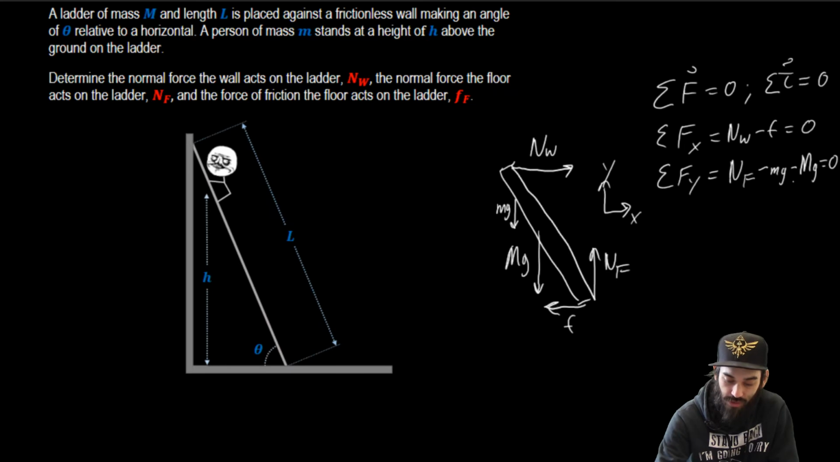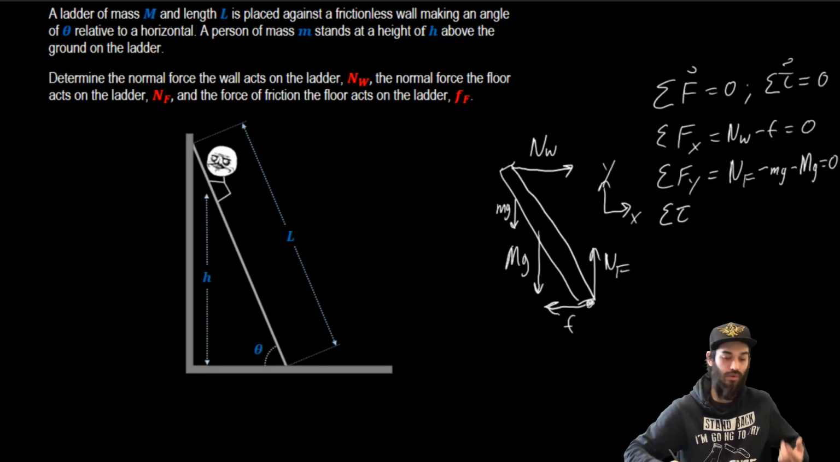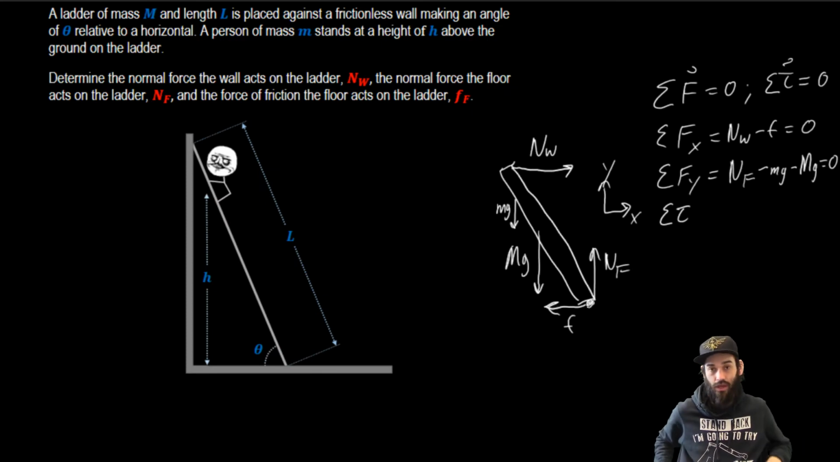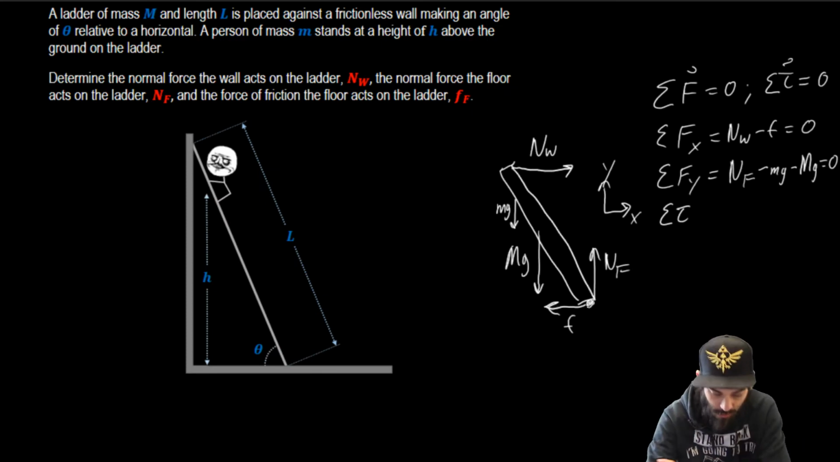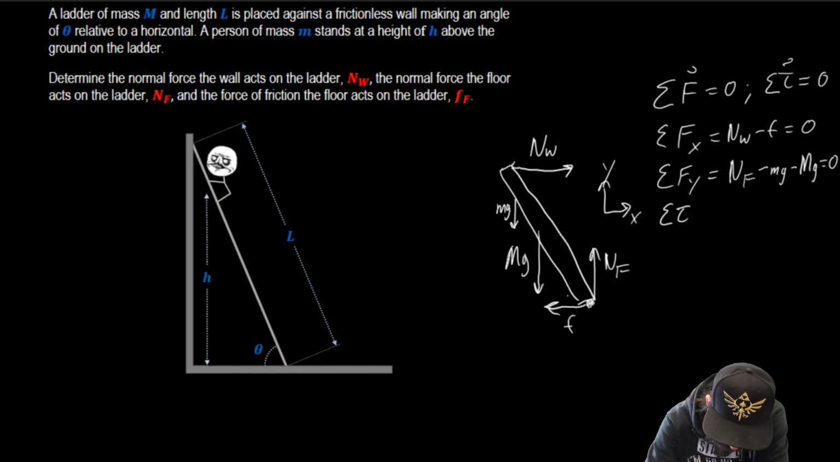So now that we have these two, we can sum our torques. Now this is where things get a little bit tricky. Always when we're summing our torques, we want to pick a point of rotation. I'm going to pick the point of rotation to be the bottom of the ladder because that's where we have two forces acting. If this is the angle theta, then this right here is also the angle theta, because this is 90 degrees and this is 90 minus theta. So this angle right here is theta.